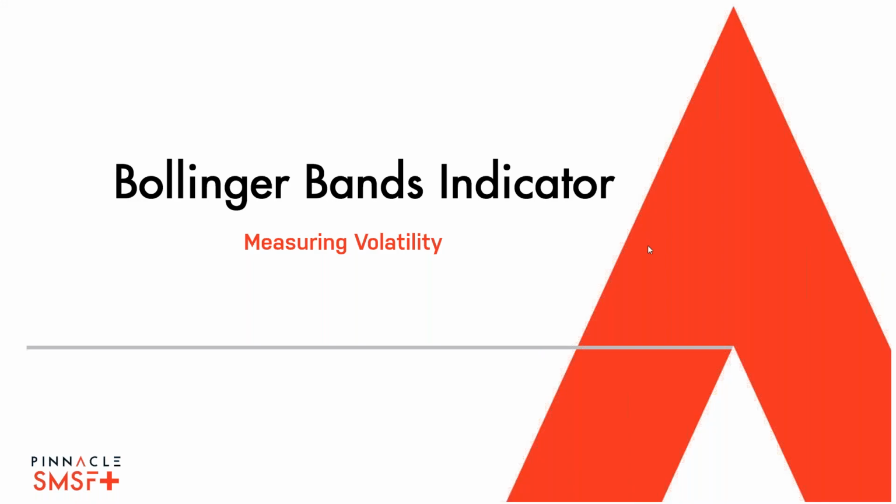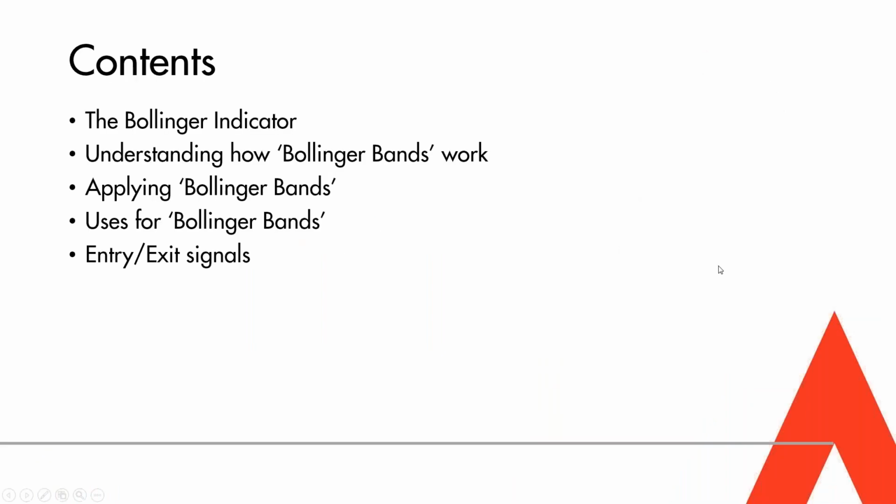In this lesson, we'll be looking at another very powerful trend-following indicator, Bollinger Bands, designed to measure volatility and strength of trend. Some of the things we'll be covering in this lesson include the Bollinger Band indicator and what it is, understanding how Bollinger Bands actually work, applying Bollinger Bands to our charts, how to use Bollinger Bands, and of course, how to use them with entry and exit signals.